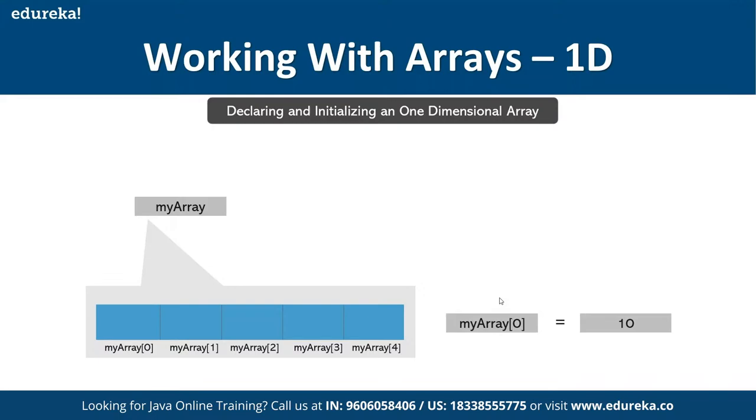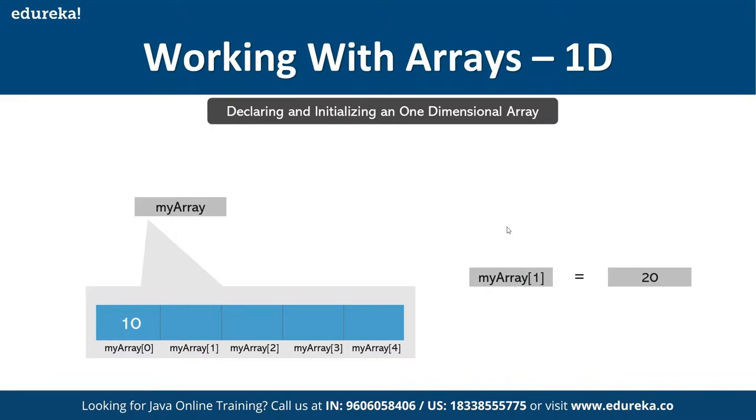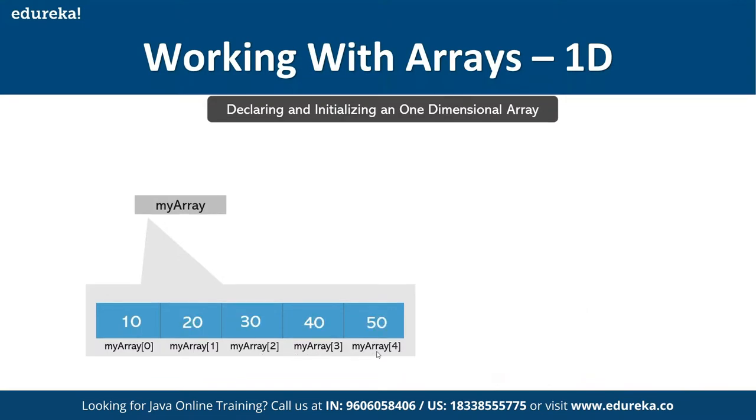Once I have defined the size of my array, if I want to initialize it with some values, I can do so by making use of its index as well. Here I'm saying myArray[0] = 10. This will fill the value 10 in the first index position. If I say myArray[1] is equal to 20, this will fill the value 20 in myArray[1]. And here I'm filling the values 30, 40, 50, and so on. As a result, I have initialized my array with various elements, using the index position. This is how we can declare and initialize a one-dimensional array.